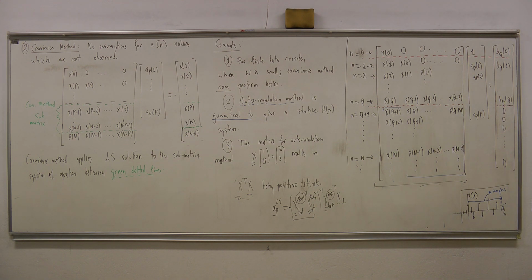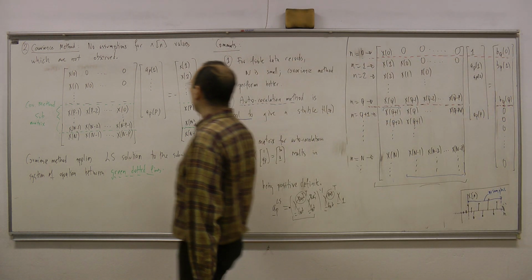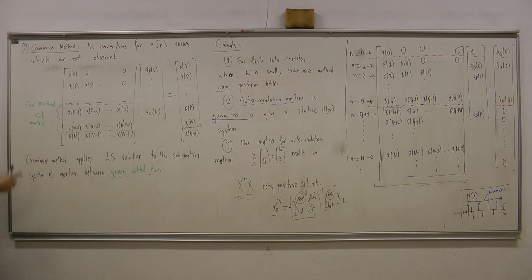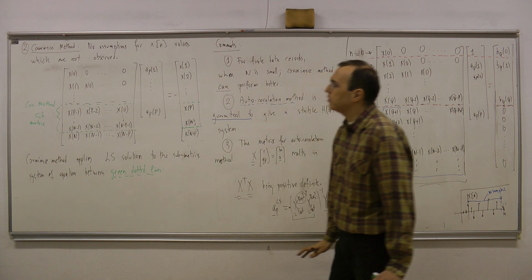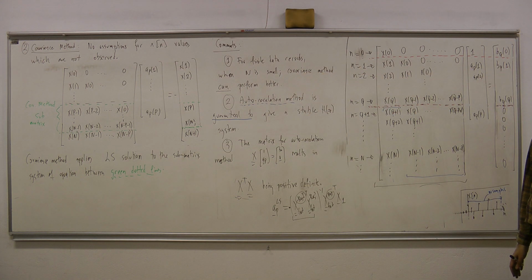That's all I would like to say about autocorrelation method and covariance method. This may seem like a little bit of a detail, and names are a little confusing. Why this is called covariance and why the other one is called autocorrelation, and so on. But that is the way it is established in the literature.